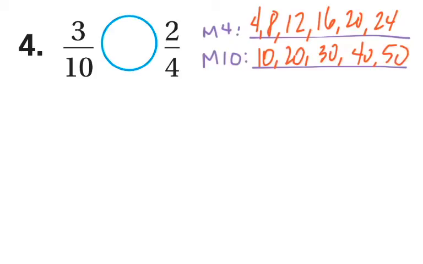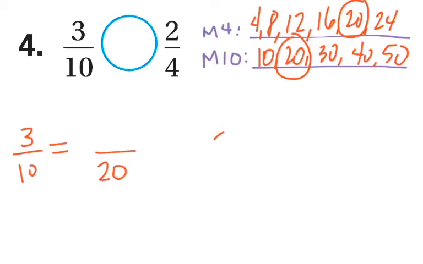Now let's see what appears to be the smallest one they have in common. Oh, look, 20. Both of them have a 20. So now I'm going to try and get 3/10 to be an equivalent fraction with a denominator of 20. And I'm going to get 2/4 to be an equivalent fraction with a denominator of 20. So let's start with the 3/10.